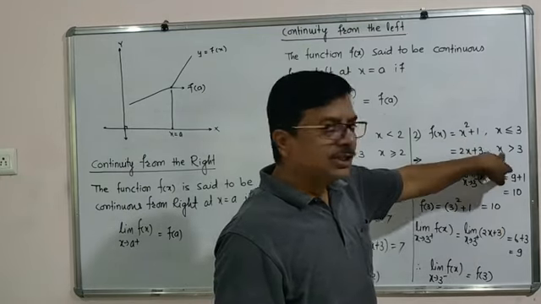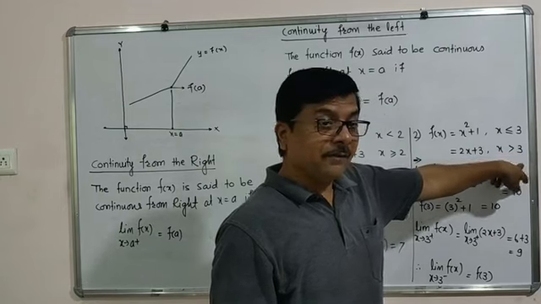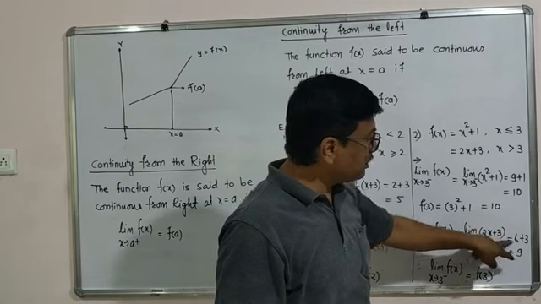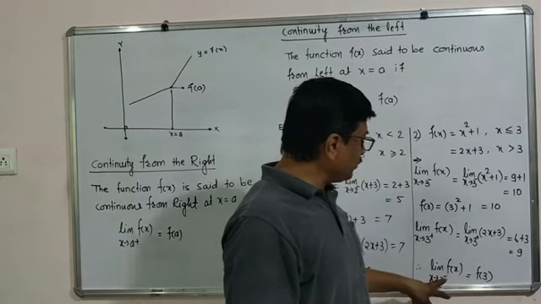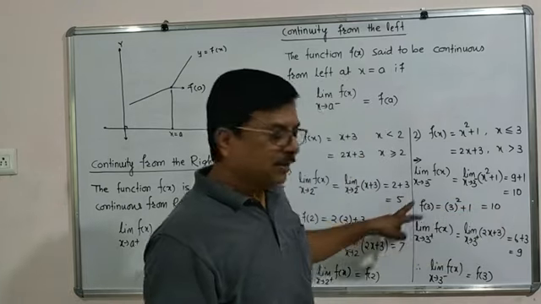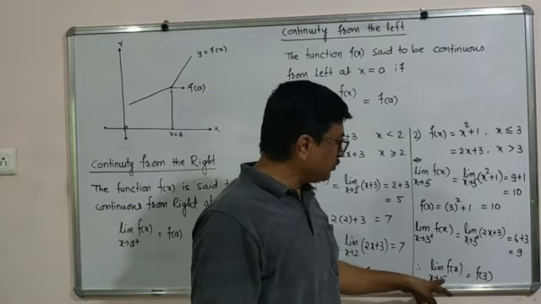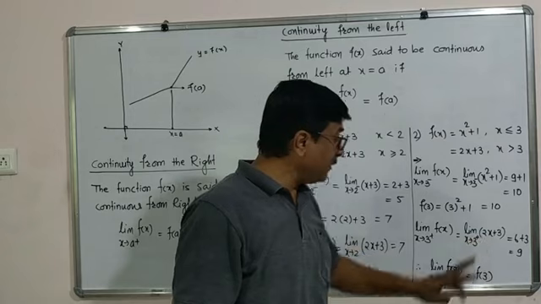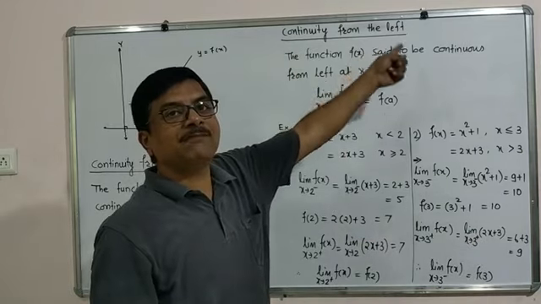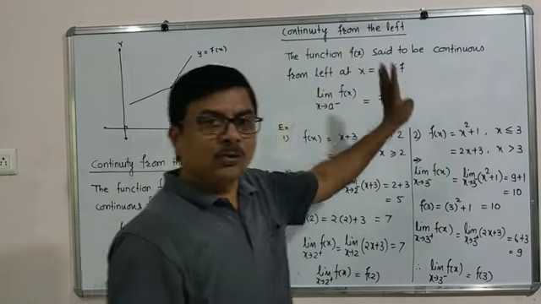But the function changes for x greater than 3, that is 2x plus 3. If you find its limit, 3 into 2 is 6, 6 plus 3 is 9. Hence we can say that only these two values are equal, 10 and 10. Hence the limit of f of x as x tends to 3 minus is equal to f of 3. It means that the function is continuous from the left side of x is equal to a.